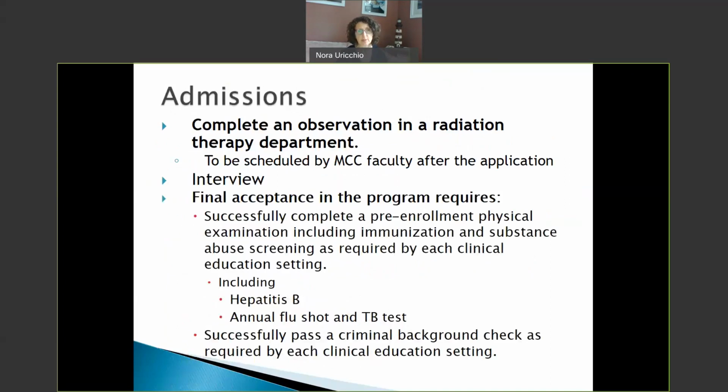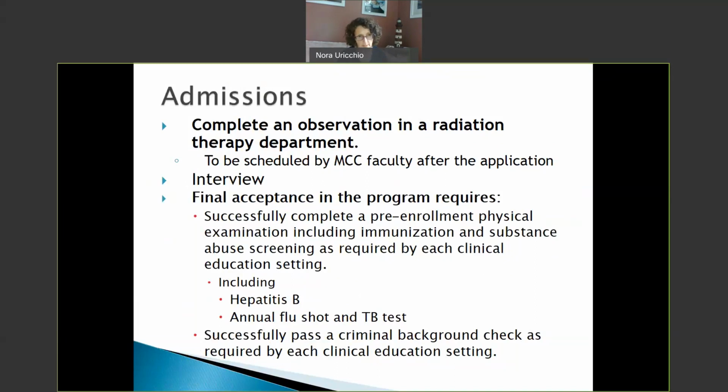Once you have the prerequisites and you've completed your application, then we will schedule you for an observation in the radiation therapy department if you're meeting the prerequisite courses. And then after that, you will be scheduled for an interview. And final acceptance in the program does require a pre-enrollment physical exam screening that includes immunization, substance abuse screening, and background checks. This is required by our clinical sites.